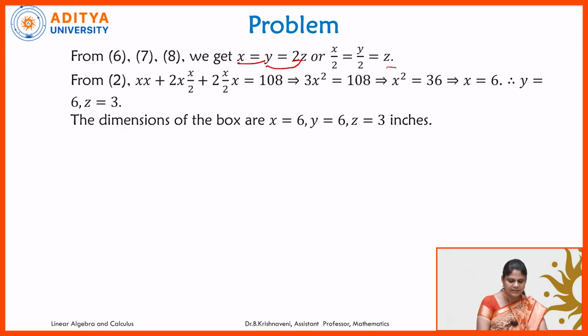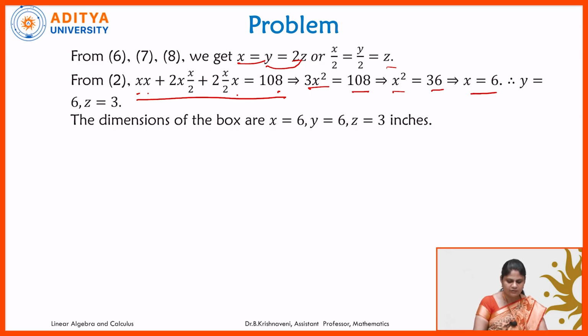Now substitute this in the given condition, that is the surface area. xy, what is x? y is x, so x into x, plus 2xz, that is x by 2, plus 2yz, 2x by 2, is equal to 108. Simplify, you are getting 3x square is equal to 108, that is x square is equal to 36, therefore x is equal to 6.